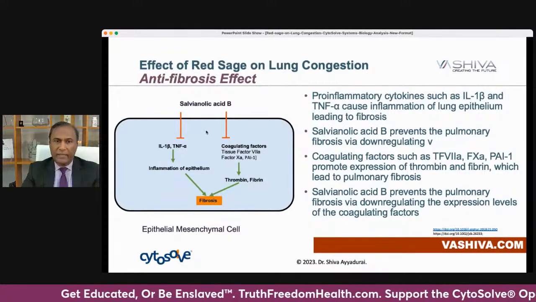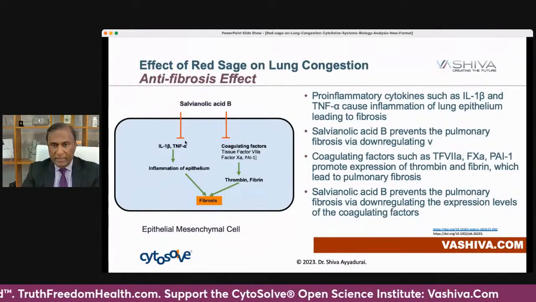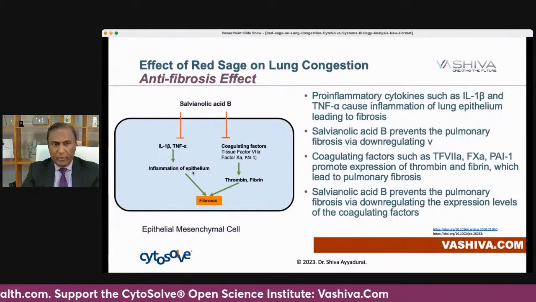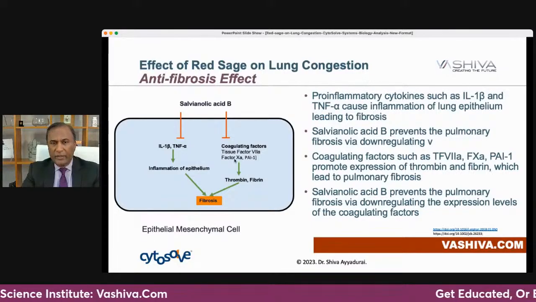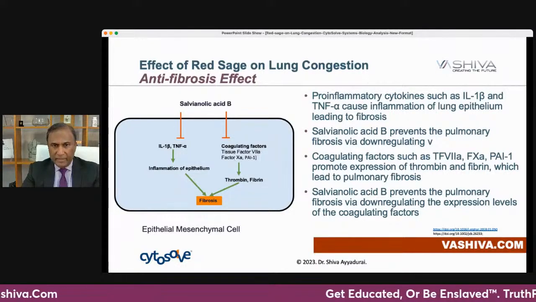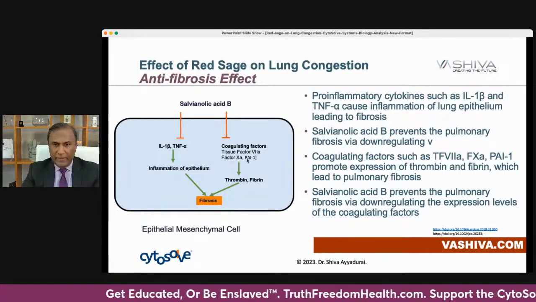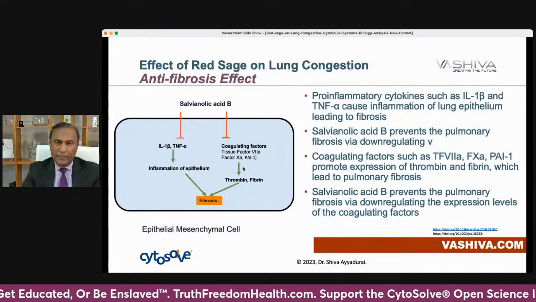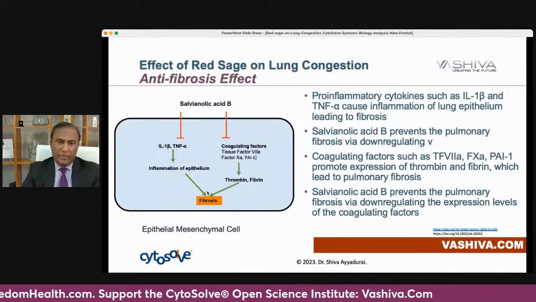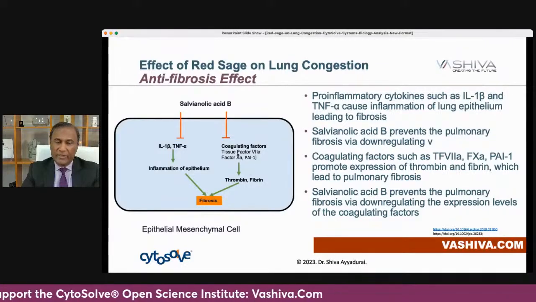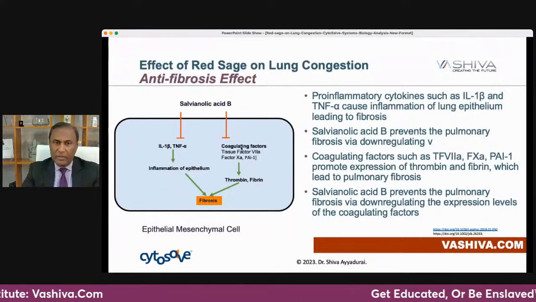Now, salvianolic acid B, which is another component of red sage, one of those molecules, it prevents the pulmonary fibrosis by downregulating these two things. Okay. Now, over here, there are coagulating factors such as TF, FV2A, FXA, and PAI-1 right here. And these promote the expression of thrombin and fibrin, and these are things that lead to pulmonary fibrosis, what my mom had, okay? So these are fibrotic factors, and salvianolic acid blocks these so you don't get fibrosis.